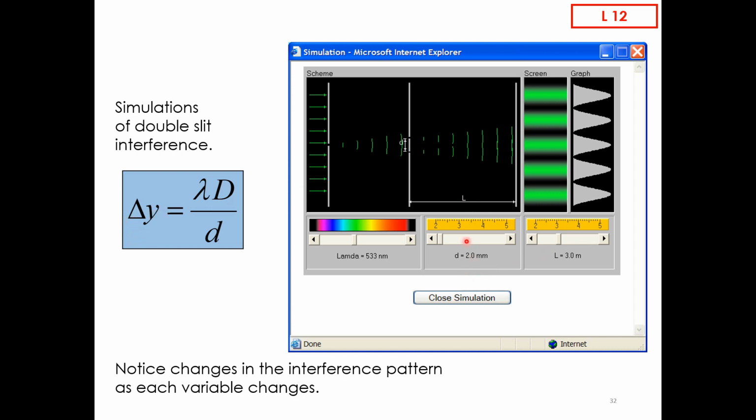If we decrease the value of small d, what happens to delta y? When d decreases, delta y increases, so the interference pattern becomes wider.